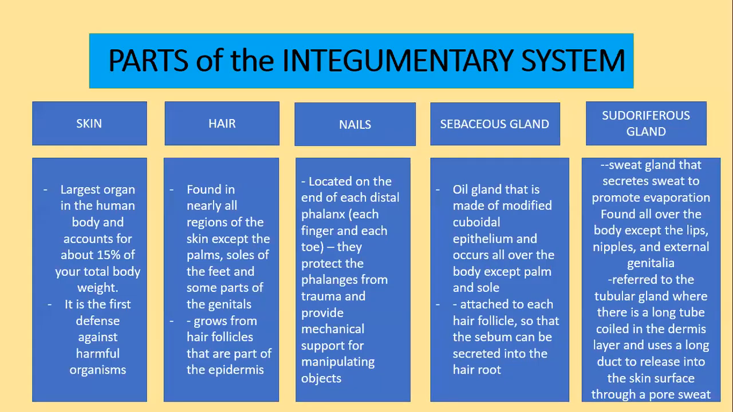Here are the parts of the integumentary system. We have 5 parts: the skin, the hair, the nails, the sebaceous gland, and the sudoriferous gland. First is the skin. It is the largest organ in the human body and accounts for about 15% of your total body weight. It is the first defense against harmful organisms that may enter your body.